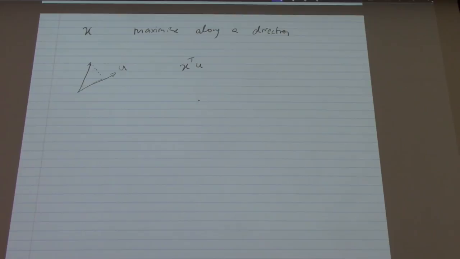Right? And if we want to maximize the sum of the squares of these things, we might say, okay, maximize the sum for i equal to 1 to n of (x_i transpose u) whole squared. So I have a bunch of points. I have a single direction. And I want to find the direction that best captures the information in the data. So I want to do something like this. Okay.